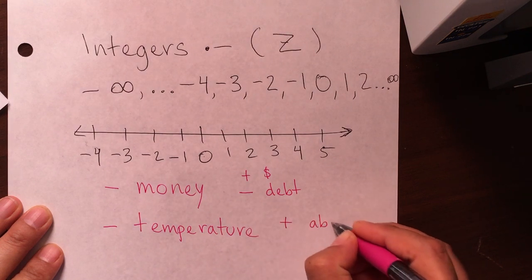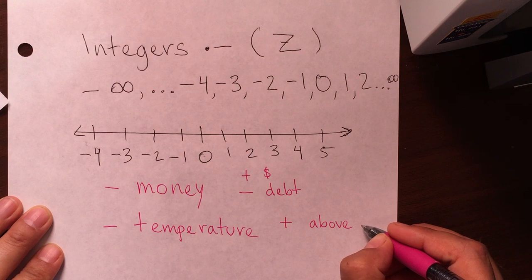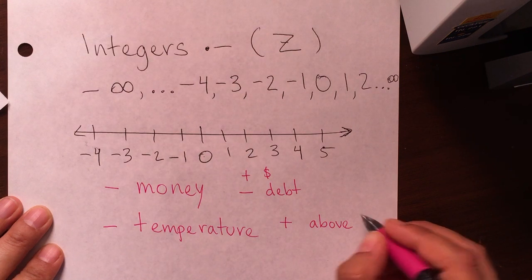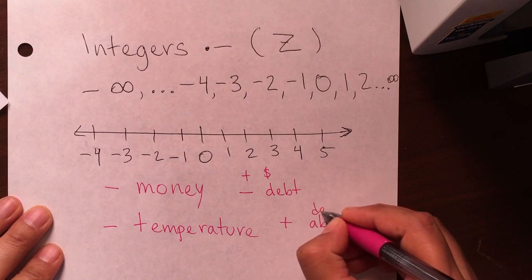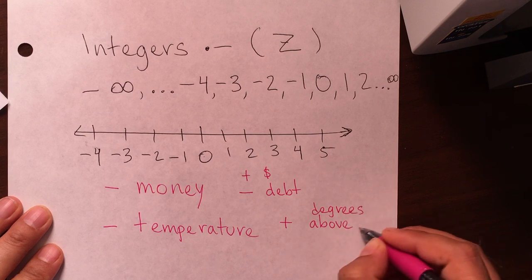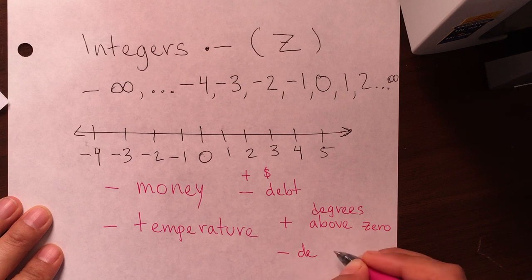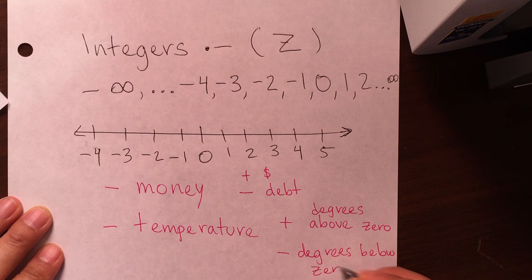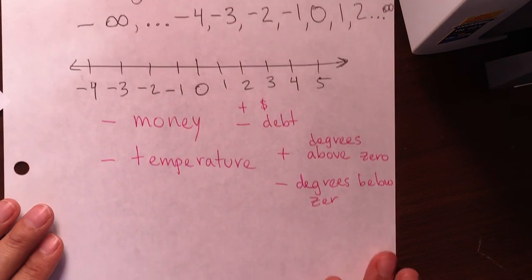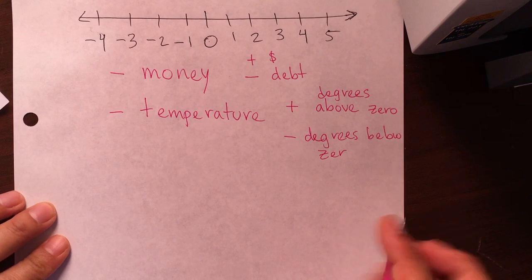Positive is degrees above 0, I should say, degrees above 0, and the negative is degrees below 0. Okay, I'm gonna pull this up.